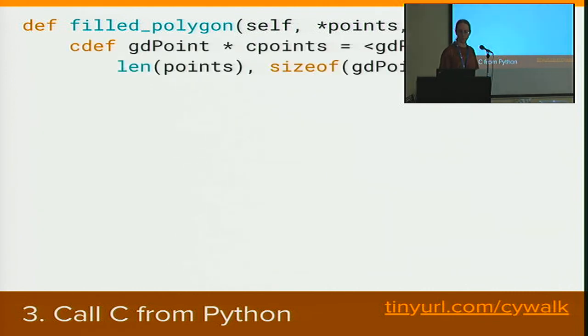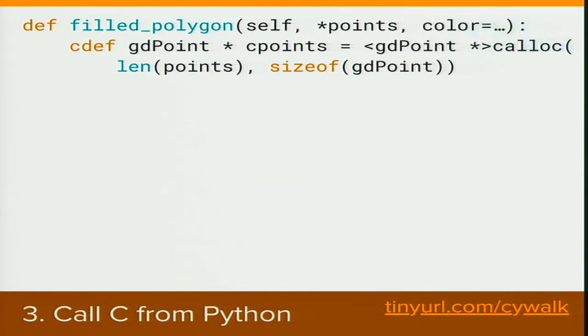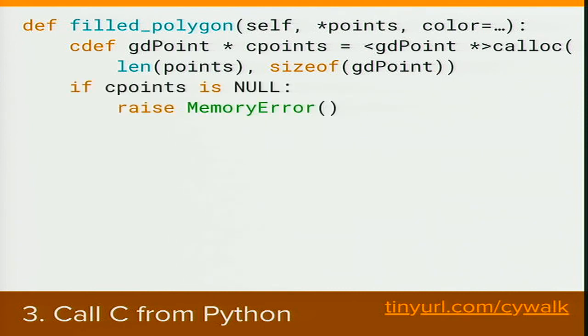So the first line is that we have to convert the Python points list into a C points array. We can do that using the standard C memory allocation utils, so calloc, malloc. You can even use Python's own memory allocation functions if you really want to. Pass it length of the points that we want to create and size of GD point, and then we hopefully get some memory back. If we don't, then we raise the memory error again.